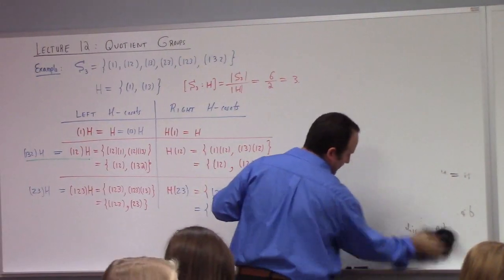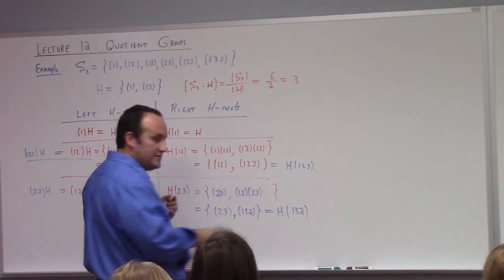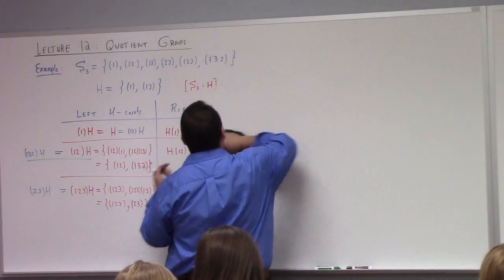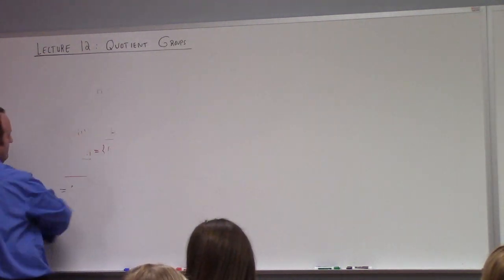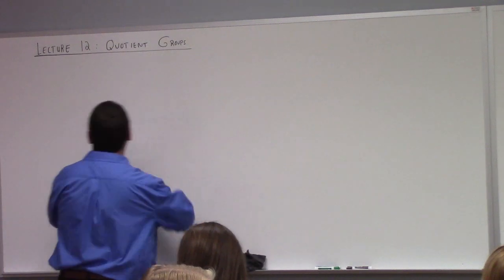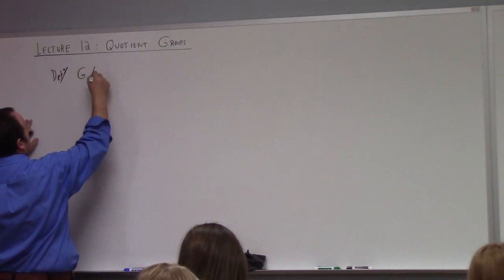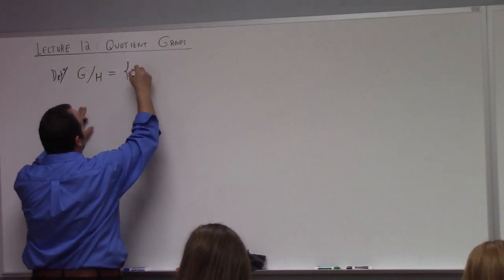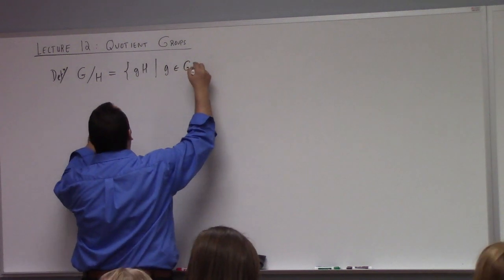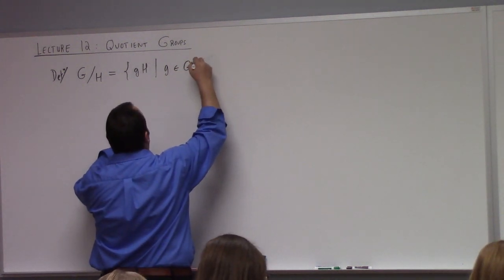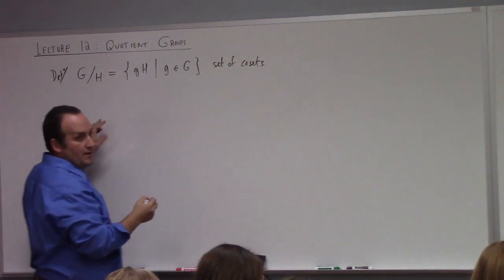So here's the theorem. The theorem is that the natural rule for multiplying cosets that I just erased actually works to define a binary operation on the so-called factor group. What's the factor group, or the quotient group, of G by H? Definition: G mod H is equal to the set of gH such that g is in G. All right, this is the set of cosets. And here's the theorem.